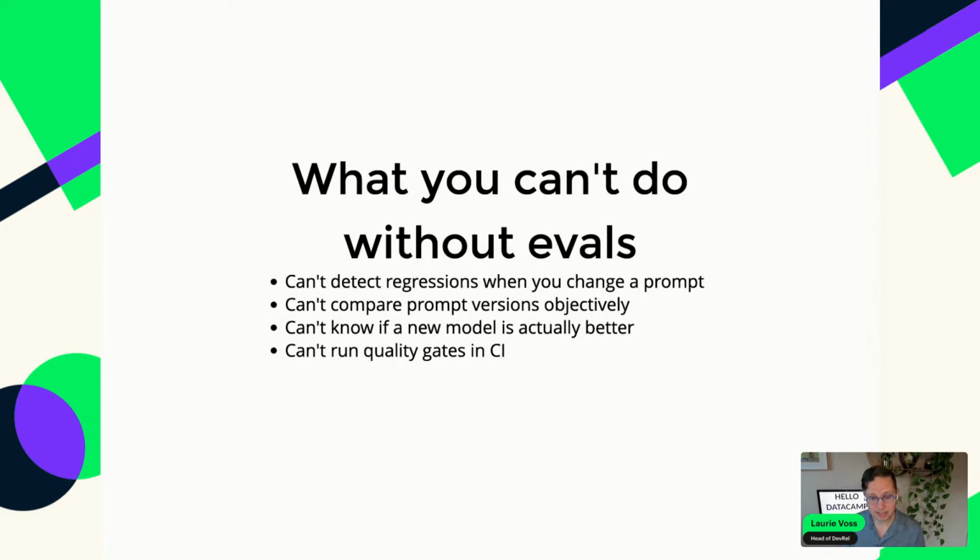Every prompt change potentially affects every kind of input that users send, and you can't manually test every combination. So without evals, you end up playing whack-a-mole. You fix one thing, you break another, and then you ship it anyway because you can't tell. Evals give you a number that you can track, compare, and act on. It is the difference between flying by feel and flying by instruments.